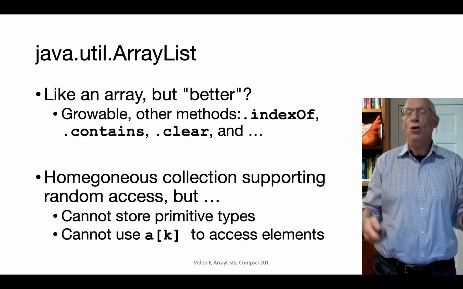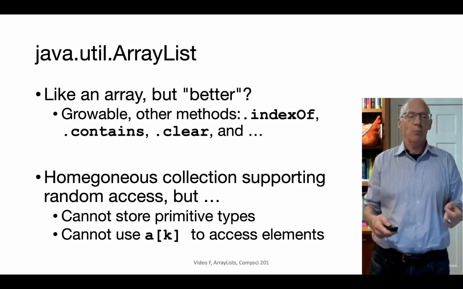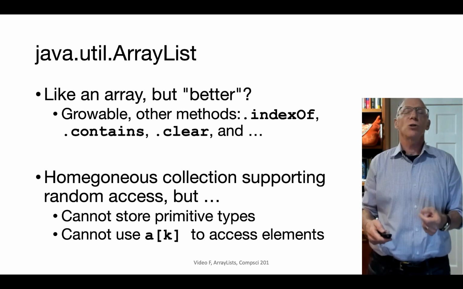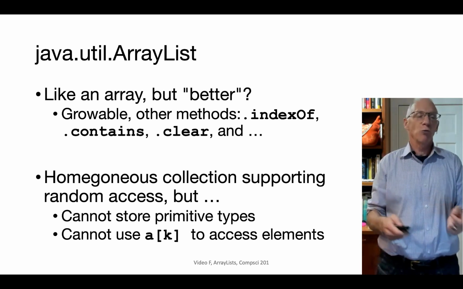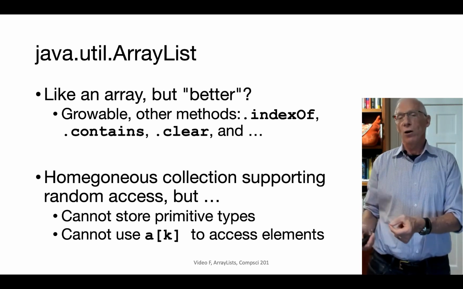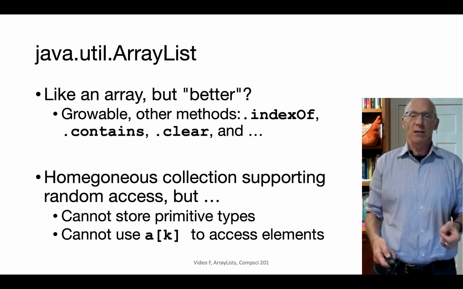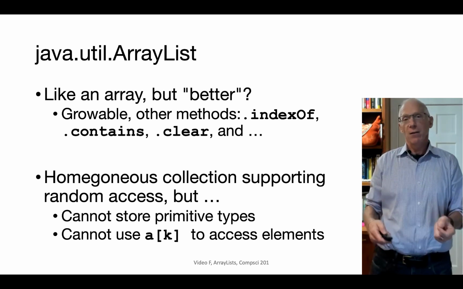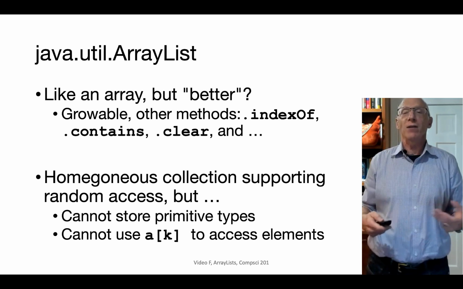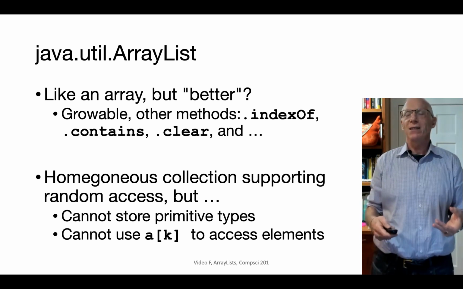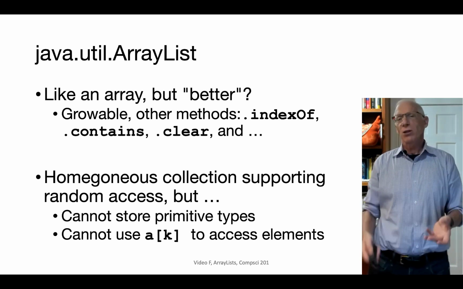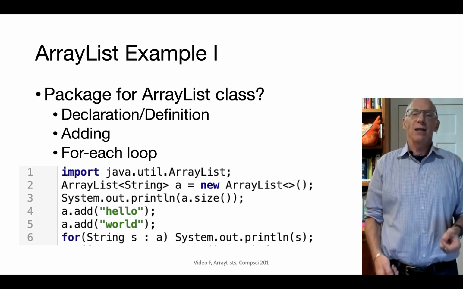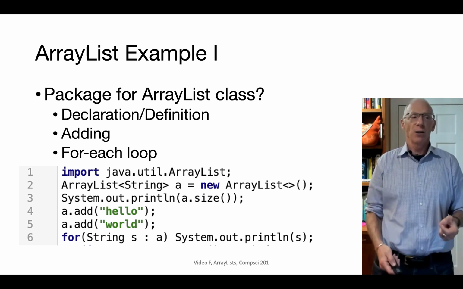Array lists don't have the nice syntax of the bracket notation. We'll need to use something else, a method to retrieve or to store the elements of an array list. So they have the benefit of growing and having these methods, but they don't have the easy syntax of a bracket, and we'll see we can't store anything in an array list as we can in an array.